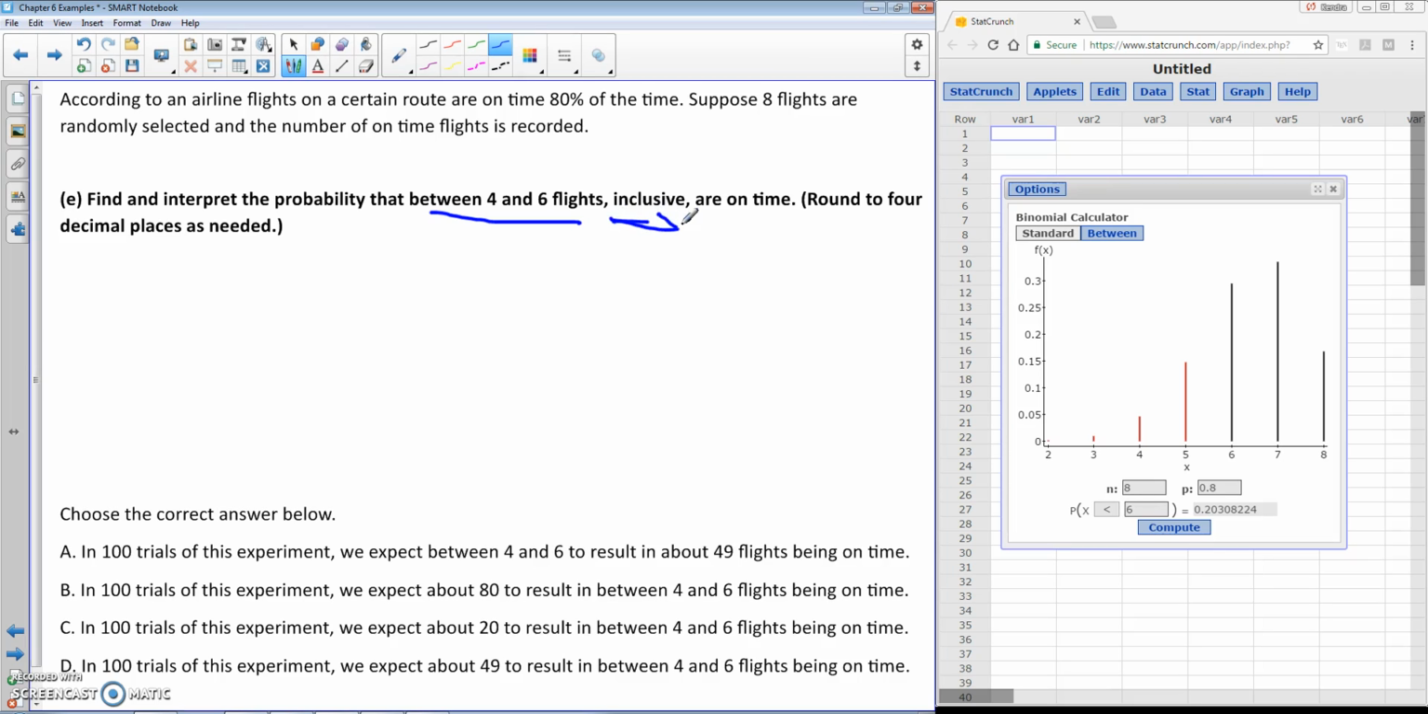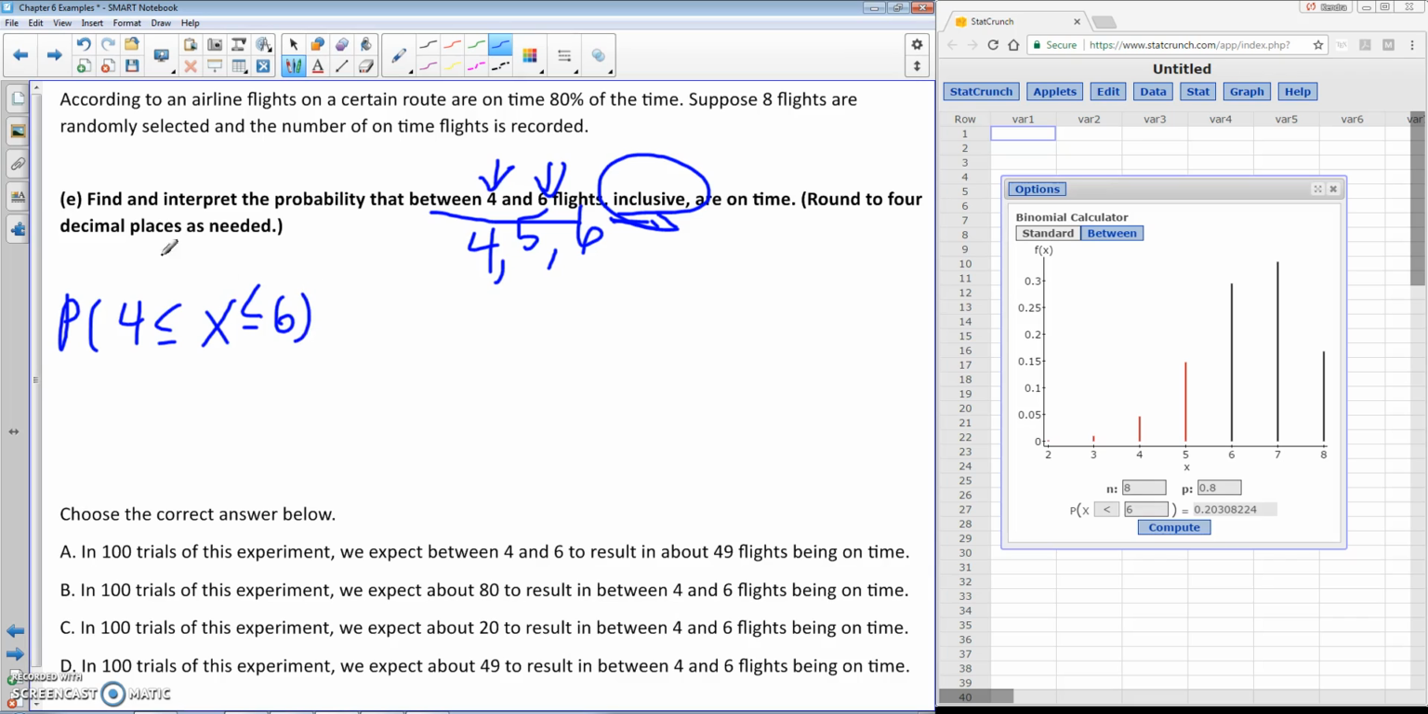So last part here, between 4 and 6, inclusive. So inclusive here means that these values are included. So we're talking about values of 4, 5, and 6. The probability that x is between 4 and 6. And again, n is 8, and p is 0.8.